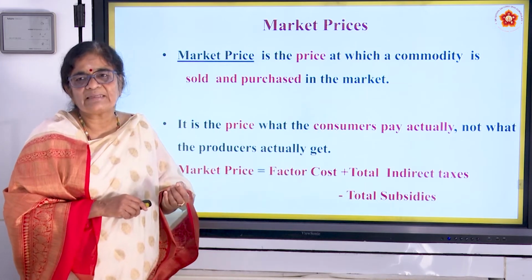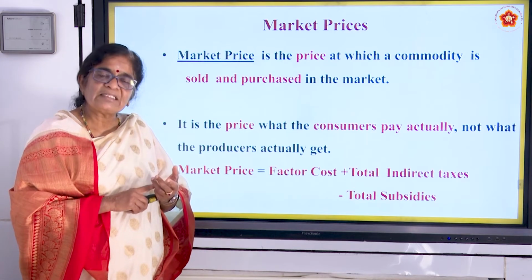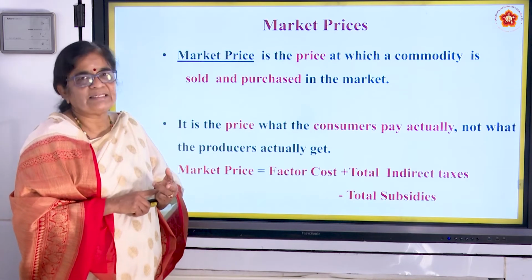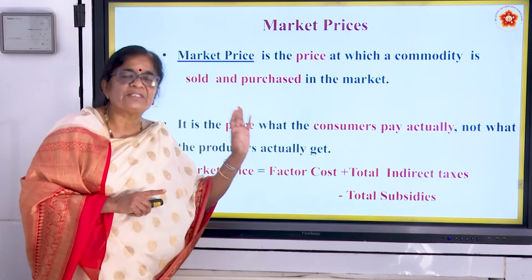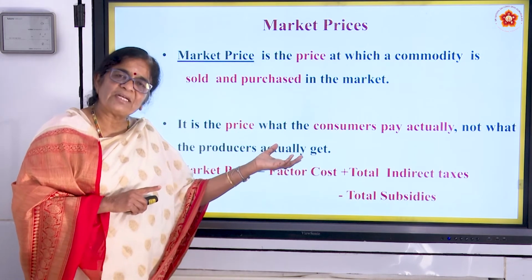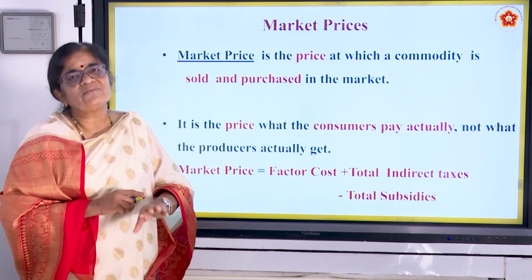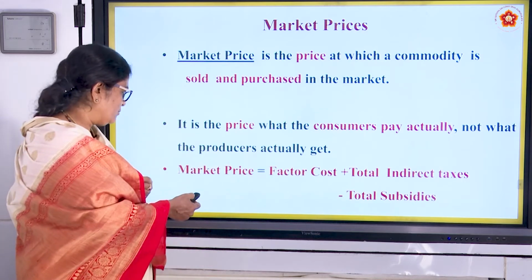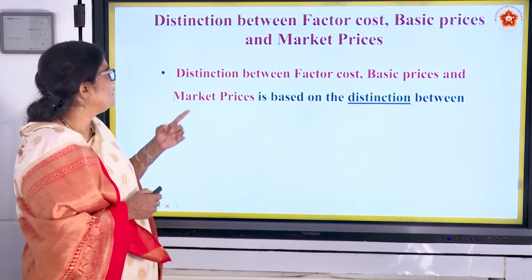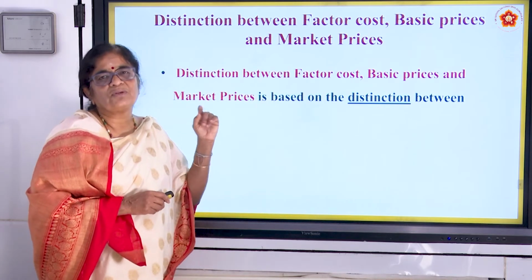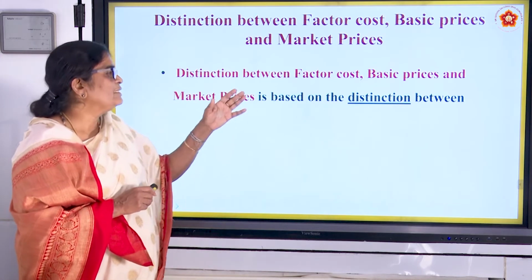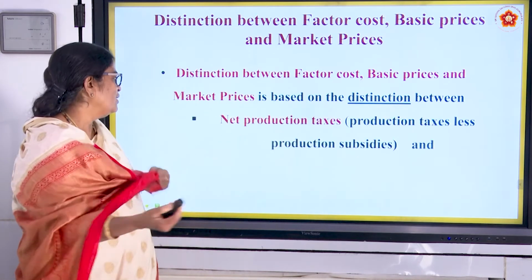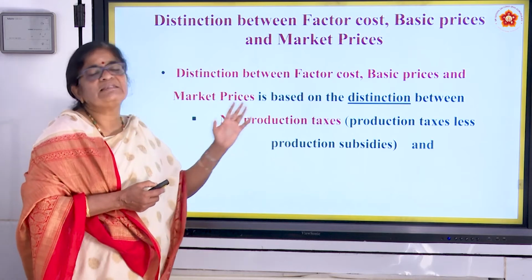There are two indirect taxes, net production tax and net product tax. We will study them. Net production tax means indirect tax minus subsidy, but one is involved with the production and the other one is involved with the product. We will see that one. The distinction between factor cost, basic prices and market prices depends on the distinction between the taxes. What are the taxes? Net production taxes.